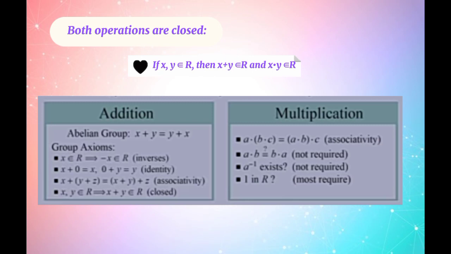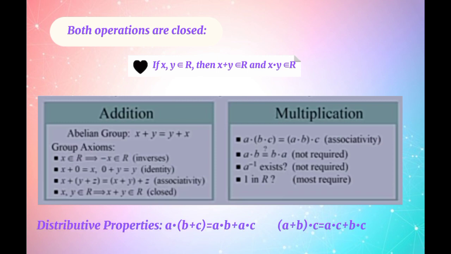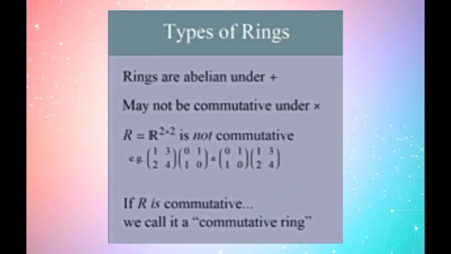For multiplication, there are fewer requirements. Like addition, multiplication has the associative property. We don't require multiplication to be commutative. We also don't require elements to have multiplicative inverses. There's still some debate on whether or not a ring should have an identity element 1 for multiplication. Because of this, you often hear people talk about a ring with identity. This just means the ring has an element 1. And finally, these two operations are linked by the distributive properties. This is the official definition of a ring.